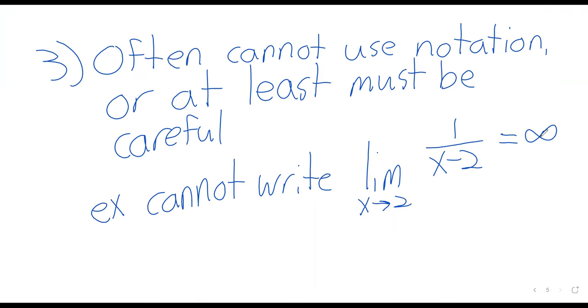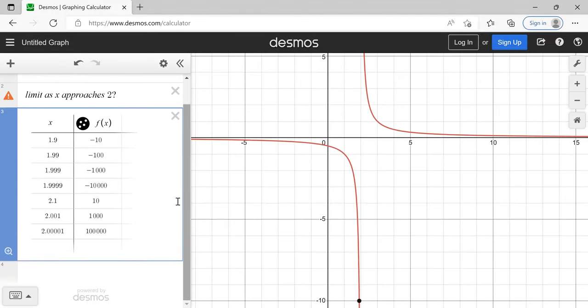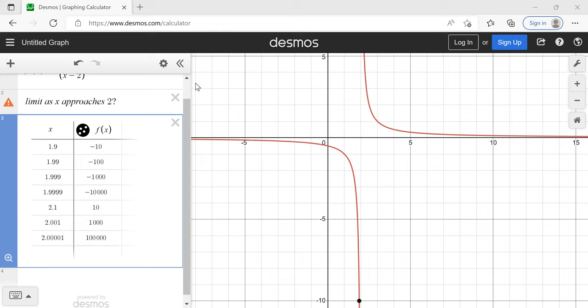Because this is saying that as x approaches 2, the function is getting really big in the positive direction. But anyway, that's not true. It's not true that as x approaches 2, the function is getting big in the positive direction. Look at this negative 10, this negative 100, this negative 1,000, this negative 10,000. So we can't write that the limit is positive infinity.